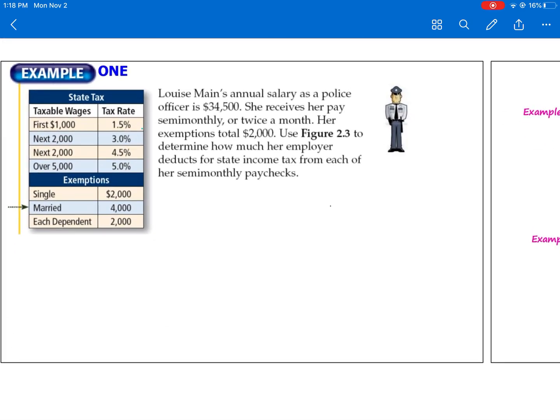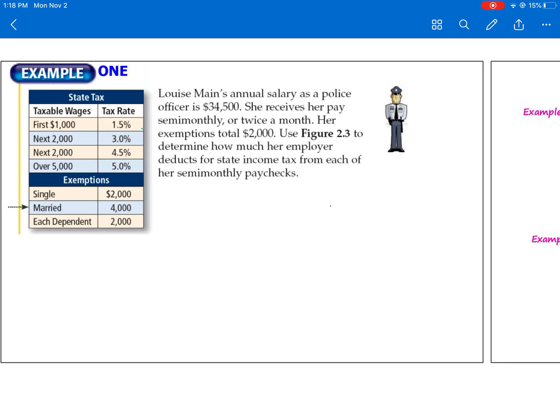Okay, let's look at example 1. We only have 2 examples with this. Okay, so Luisa Main's annual salary as a police officer is $34,500. She receives her pay semi-monthly, and remember that means I get it twice a month. Her exemptions total $2,000. Use figure 2.3 to determine how much her employer deducts for state income tax from each of her semi-monthly paychecks.